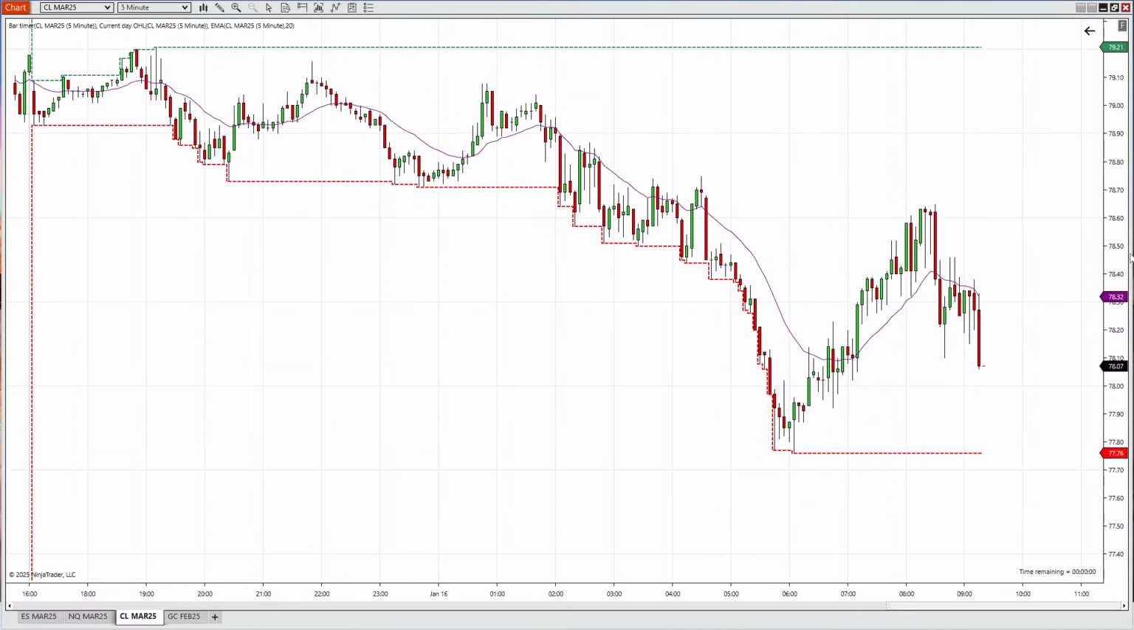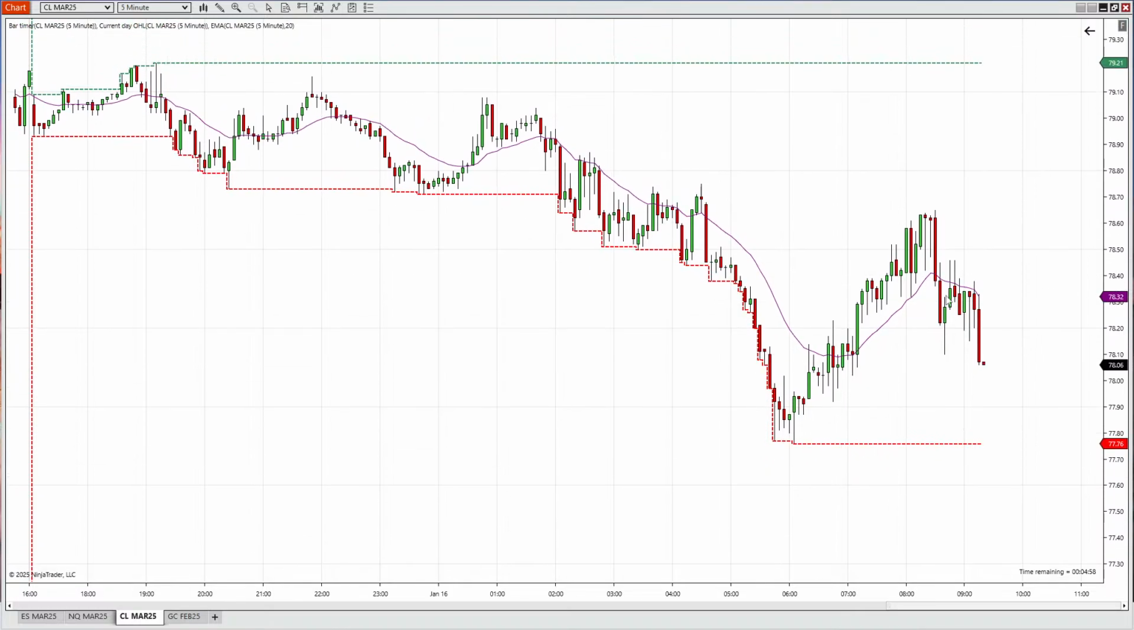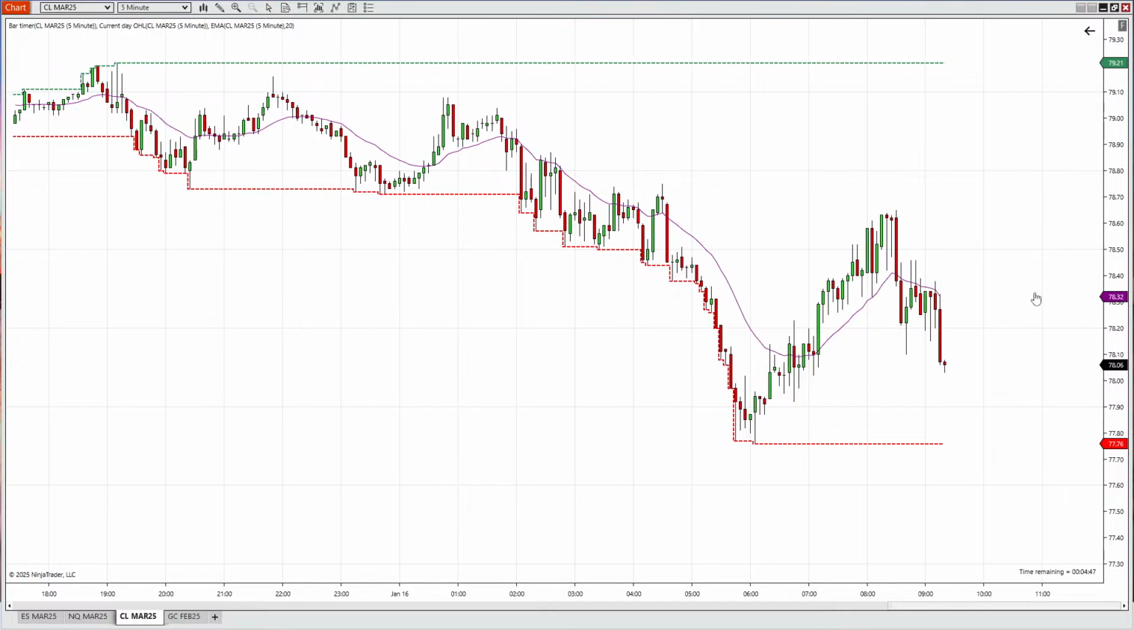Big push down. Definitely took me way too long to analyze this trade, but you can see the selling pressure building up in here. If you can just place a limit order somewhere in here and use a wide stop, that's pretty much what you got to do here.